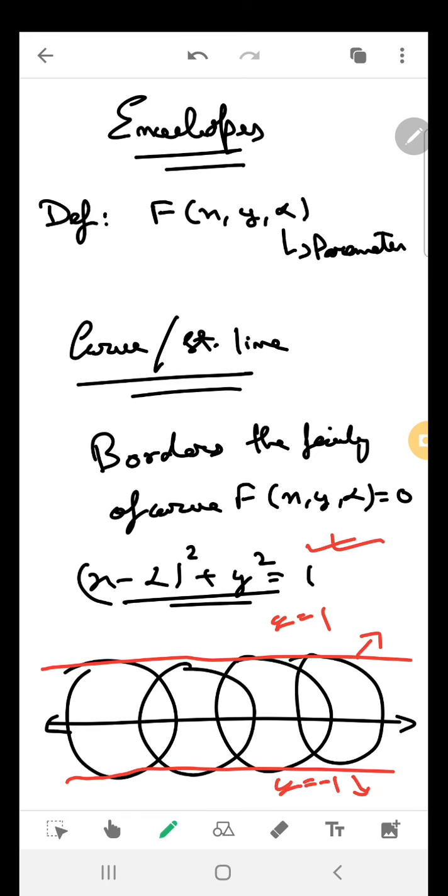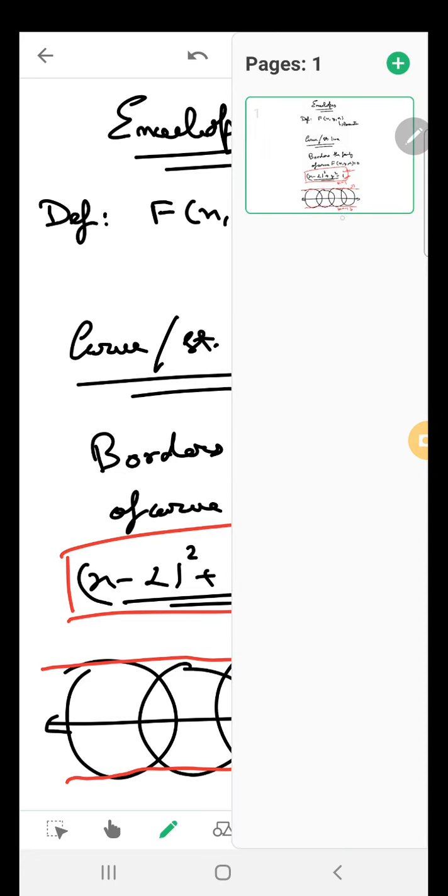So these two straight lines actually border all the family of circles which have this particular equation, which can be drawn on the x-axis. So these two straight lines will form the envelope of this family of circles. Basically understandable, right? So this is what the basic meaning of envelopes is. Okay, so now we are coming straight to the point, how to find the envelopes.